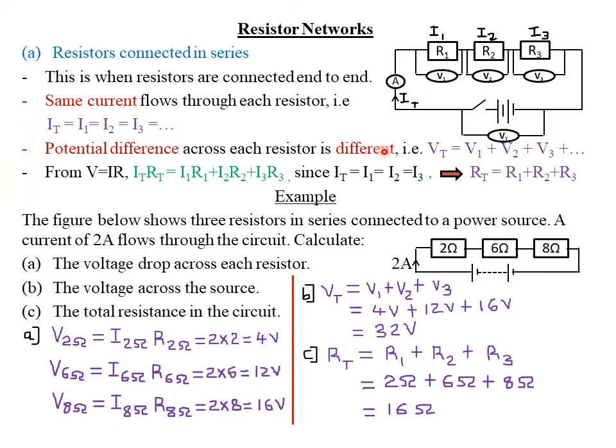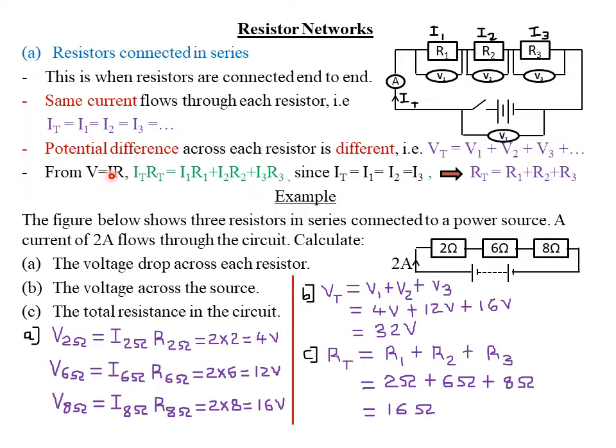That simply means that if you want to find the total voltage, or the voltage across the source, you simply take the sum of the voltage drops across each of the resistors that are connected in series. So V total, that is the voltage across the source, must be equal to the sum of the voltage drop across the first resistor plus the voltage drop across the second resistor plus the voltage drop across the third resistor. Therefore, V total for series connection of resistors must be equal to V1 plus V2 plus V3.